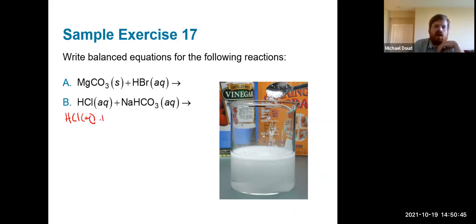And then we'll do A. I'll let you have a moment to do A. But I want to do B because it involves hydrogen carbonate. So these are 2 ionic compounds, an acid and an ionic compound.